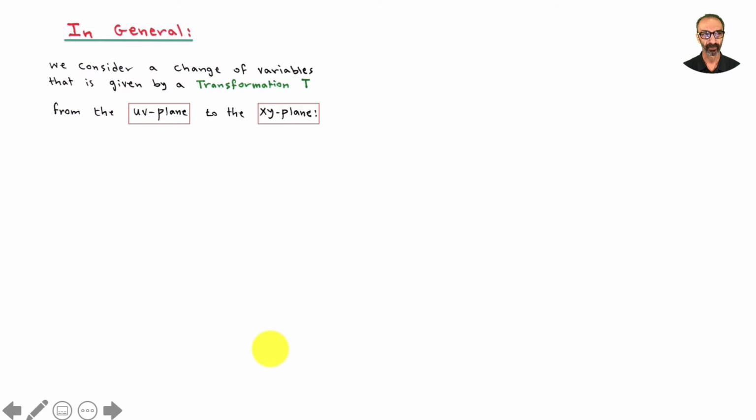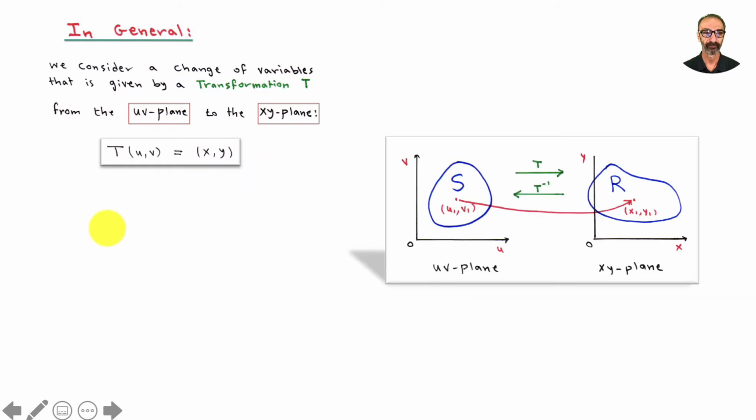In general, we consider a change of variables that is given by a transformation T from the uv plane, so it doesn't usually have to be called x and y to start with, to the xy plane. This is in general. I'll show you some examples. So the transformation will take you from uv to the xy plane. T transforms S into R.